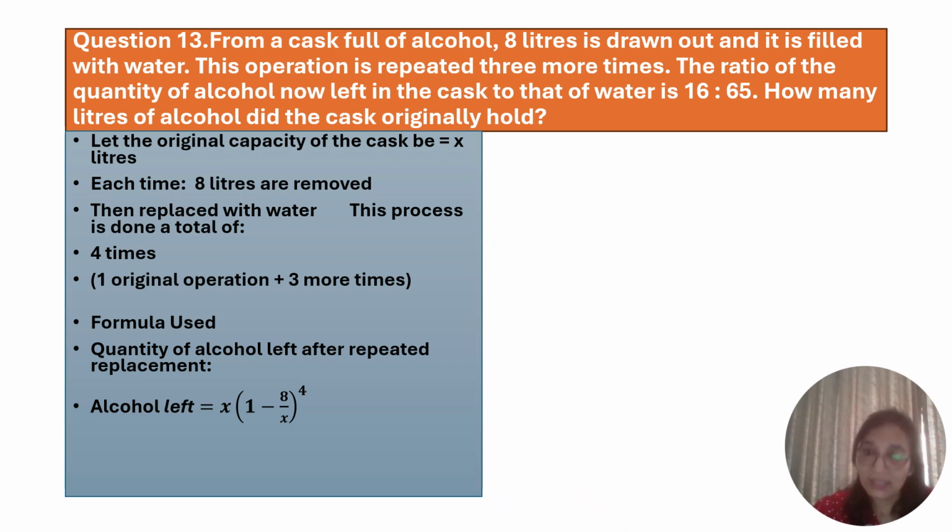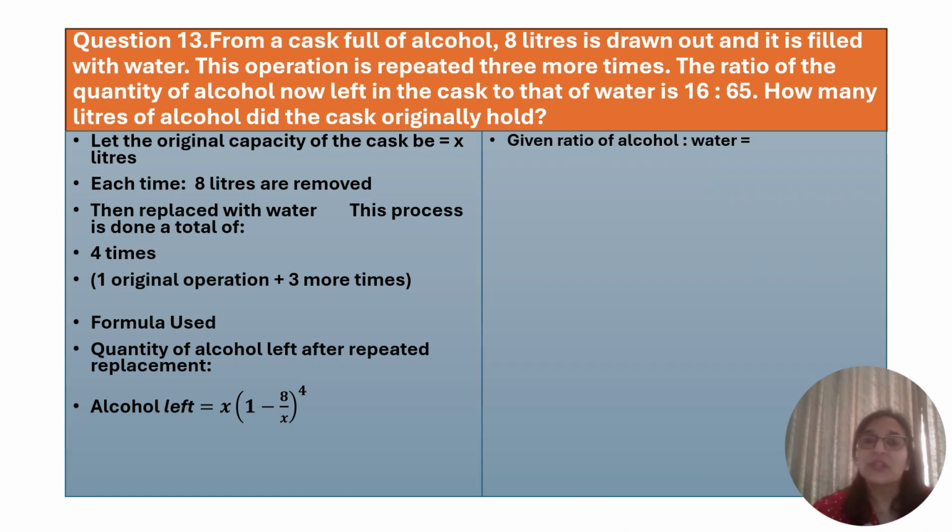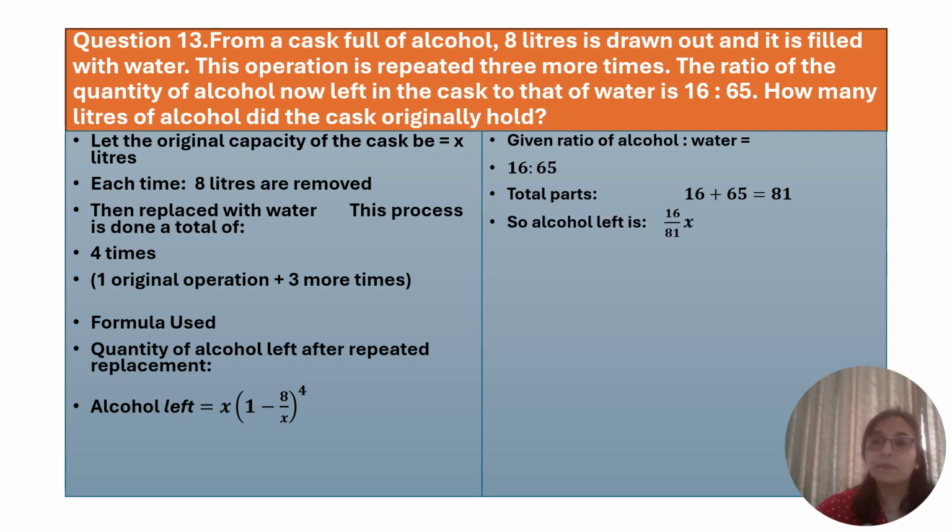So the alcohol left is x (1 minus 8 upon x) to the power 4. To the power 4, basically it is n, the number of operations. The given ratio of alcohol to water is 16:65. So the total of the ratio will be 81. 16 plus 65 is 81. Here we are going to add it.